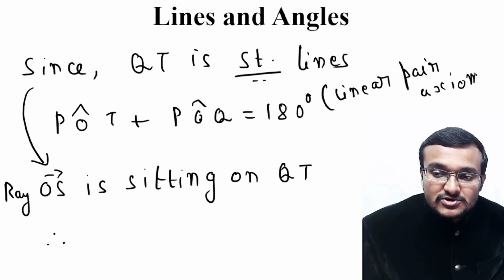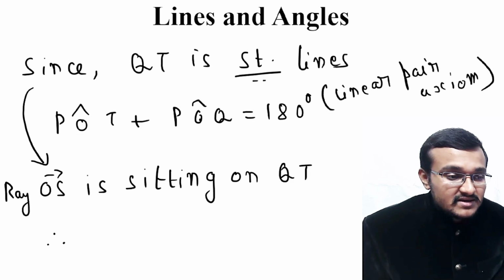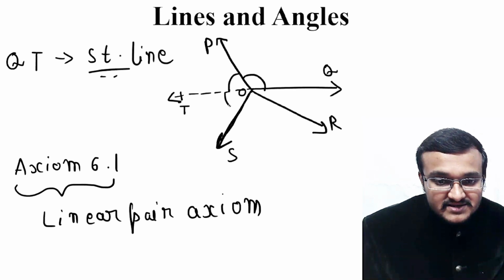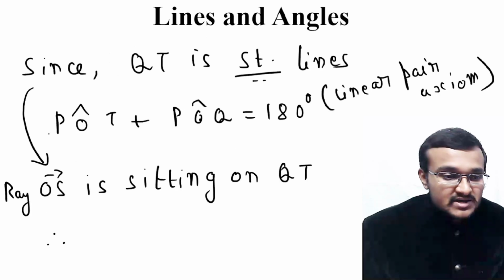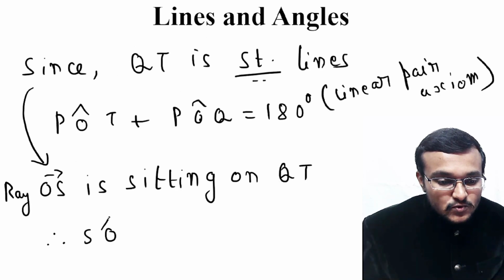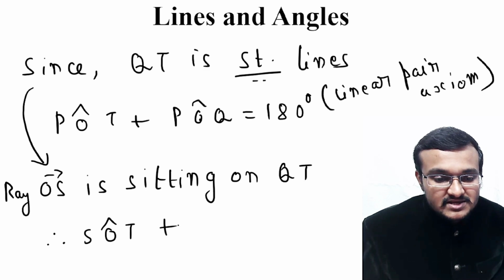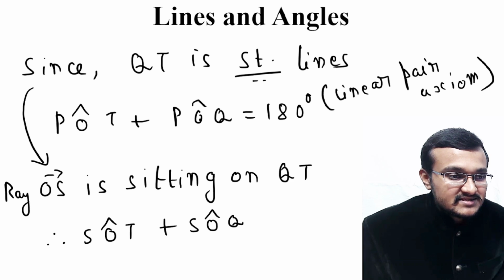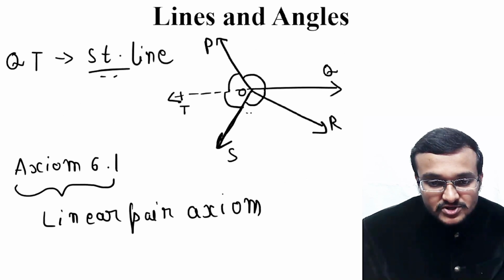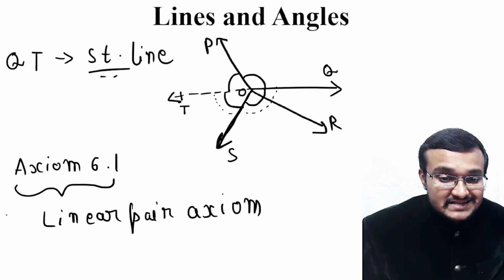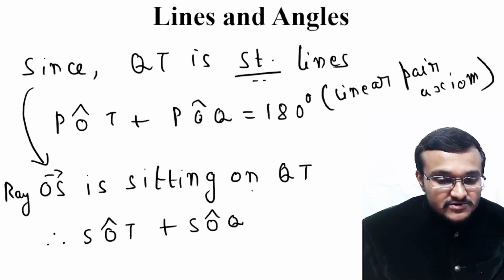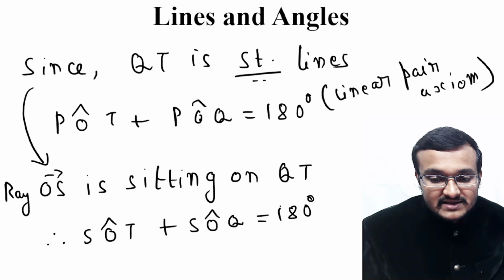here also according to the linear pair axiom, this angle, that is TOS, and this particular SOQ angle, if you add, it should be 180 degrees. So that is SOT or TOS plus SOQ. Here you can see in this image, this angle is SOQ, this angle is SOT. So SOT plus SOQ will give you 180 degrees.